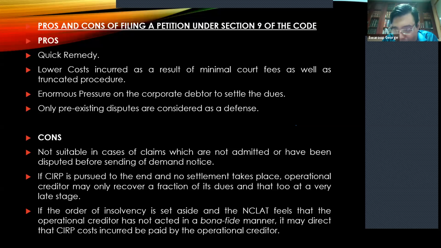It will of course set aside the CRP process. It may impose costs, and it may also direct that the CRP cost be paid by the operational creditor. Now, I've seen appeals pending in the NCLAT even for a year. So if during that year CRP has gone on, then the cost may be really staggering. That will have to be paid by the operational creditor, and then you'll have to get into litigation with the resolution professional to see what is the amount to be worked out.